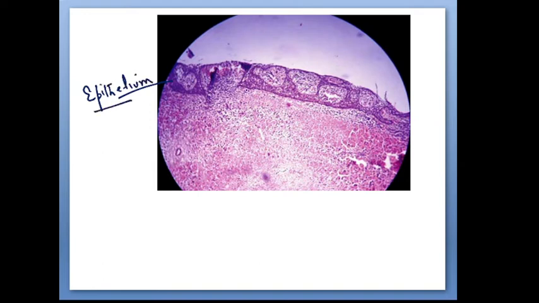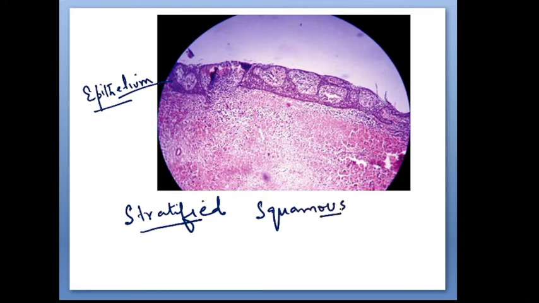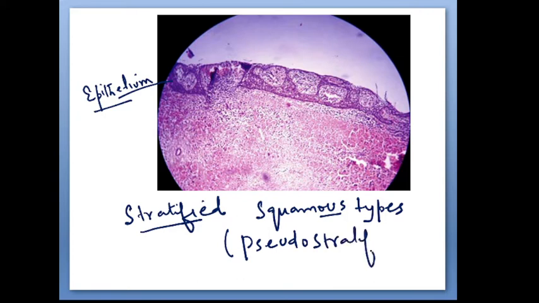So, number one, epithelium is usually stratified and it is squamous type. Very rarely, pseudostratified ciliated epithelium is seen. It is seen in those cysts which are common in the posterior maxilla.